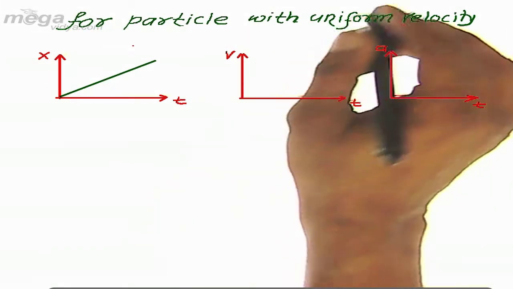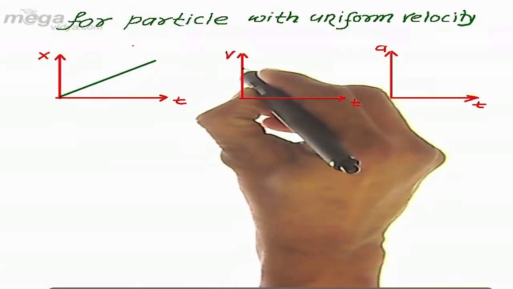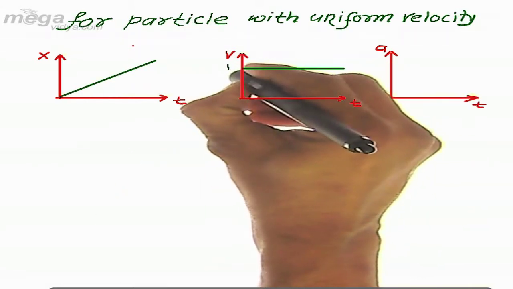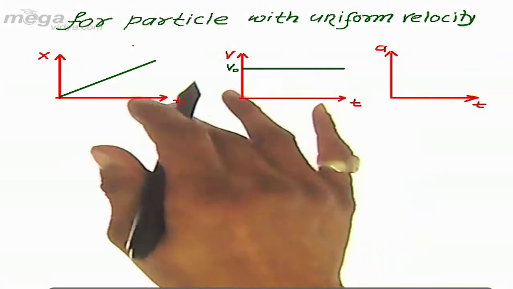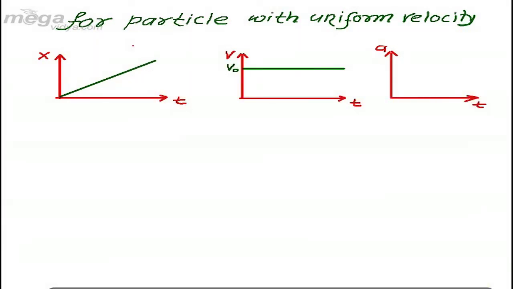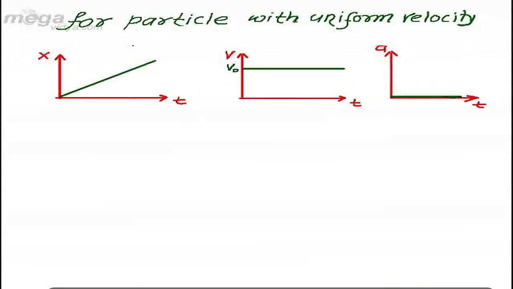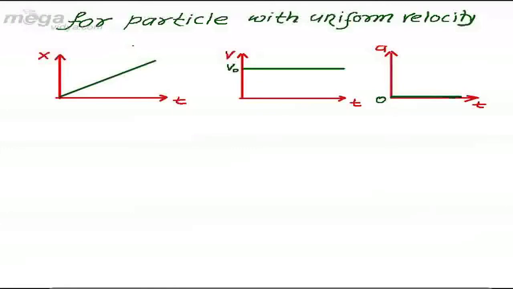Here, as the velocity of the particle is constant, say it is v naught, then we can draw a straight line parallel to the time axis because its velocity at all times remains the same, say v naught. If we talk about the acceleration time graph for the same particle which is moving with constant velocity, then this graph will be a straight line along the time axis with zero acceleration because the particle's velocity is constant. So acceleration will be zero at all times.